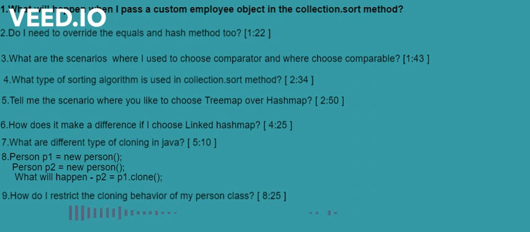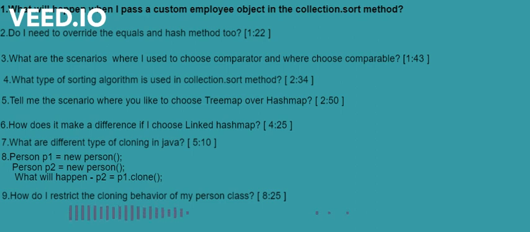And do I need to override equals and hashCode methods too? Yes, because ultimately hashCode and equals methods generally work only for the primitive types. So if we have something other than that, we have to override those.